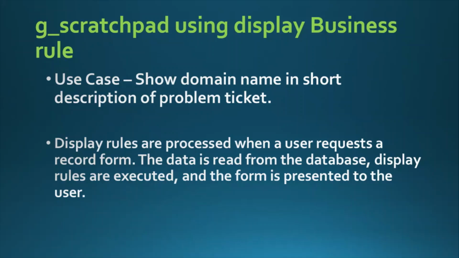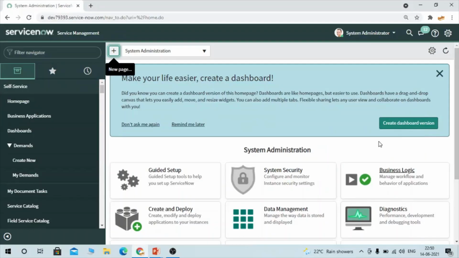Display business rules are processed when a user requests a record form. The data is read from the database, and then display rules are executed. So once data is read from the database and the form is presented to the user, the display business rule is executed. That's why we are going to use a display business rule to store the server-side value in the Scratchpad, and we are going to use it on the client side. So let's navigate to my personal instance and try to create it quickly.